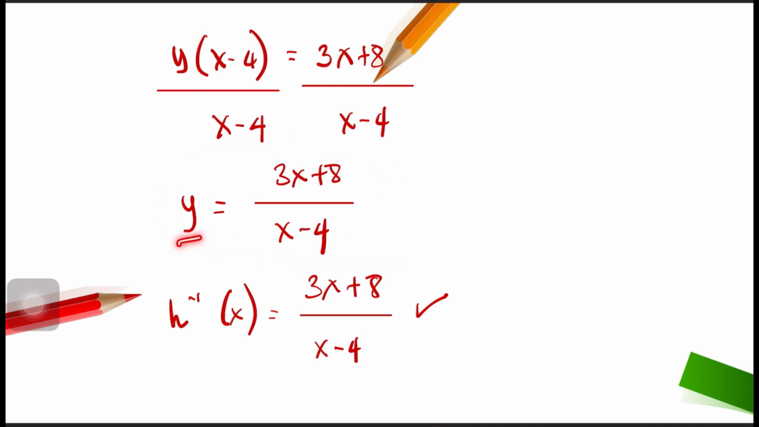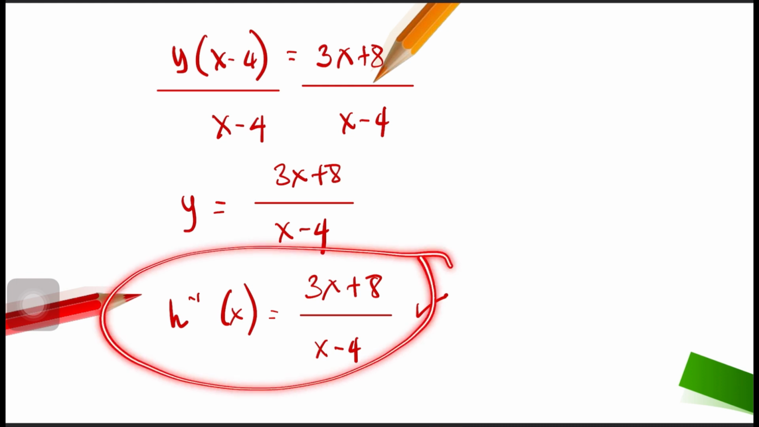And let's rewrite y now as h raised to negative 1 of x, meaning the inverse now of h of x is equal to 3x plus 8 all over x minus 4. That is the answer.